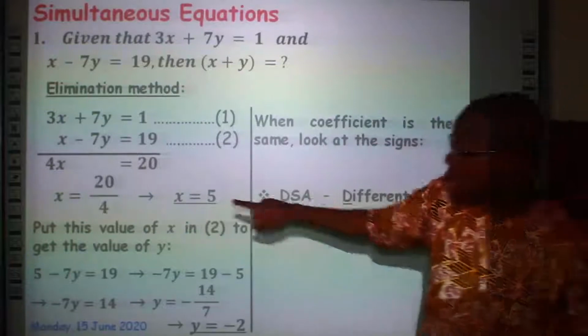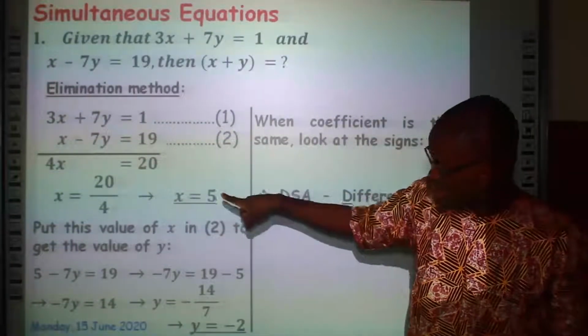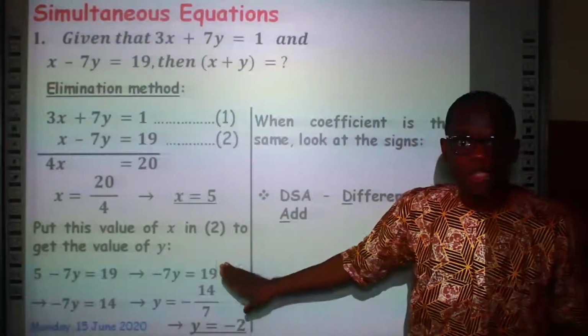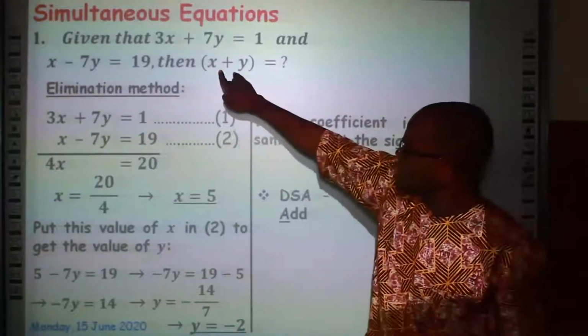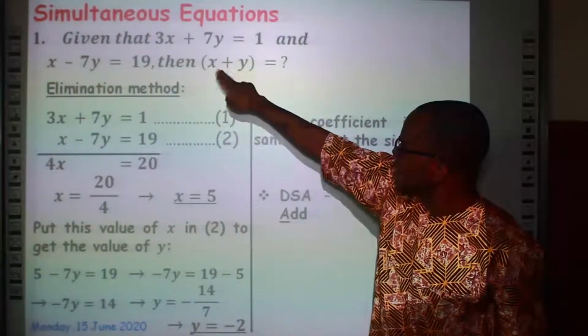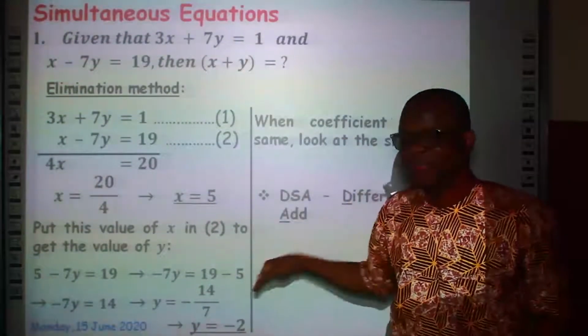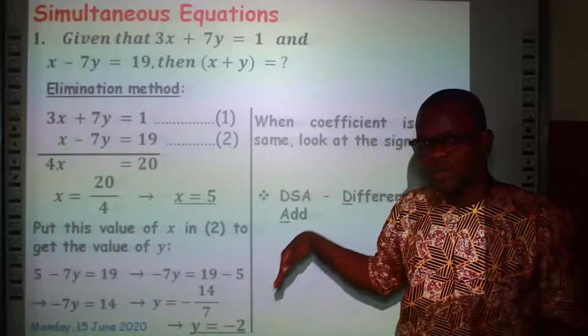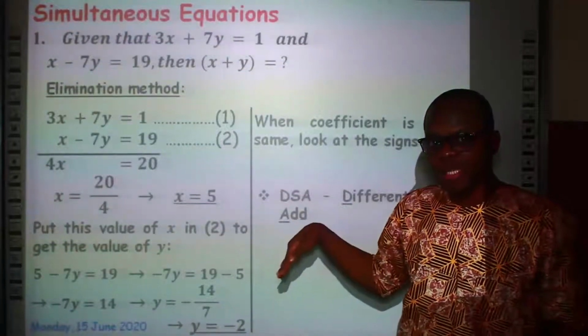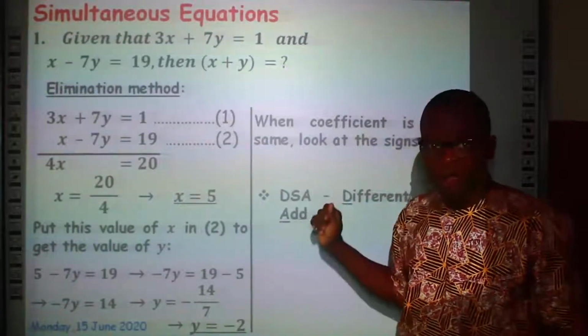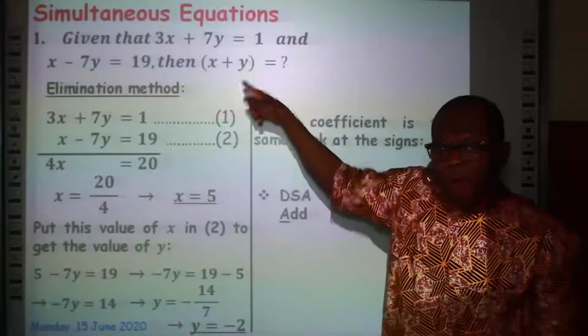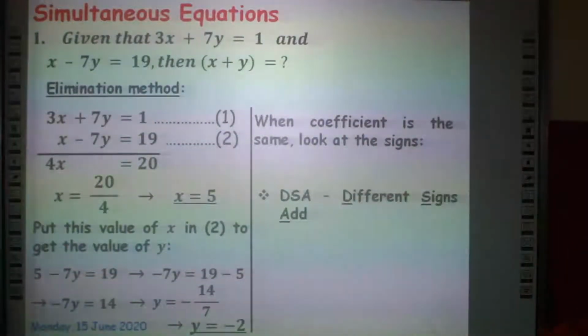Having found the value of x and the corresponding value of y, we don't stop there, because the question says we need to find the addition of x and y. So we go one step further. If you stop there, I'm afraid you will not get full marks. So you've got to be careful. We need to go one step further, following from the question. Okay? So what do we do next?